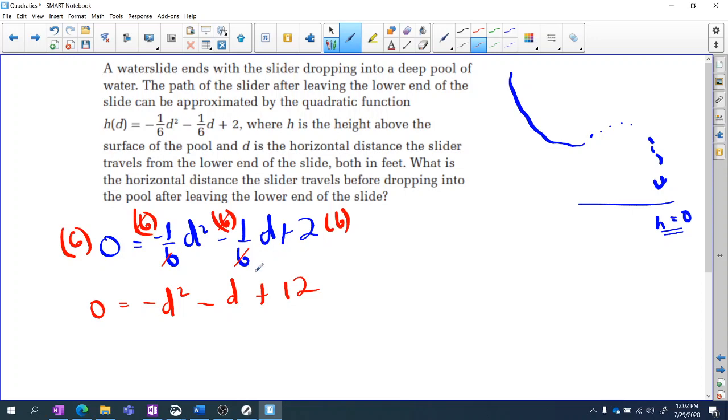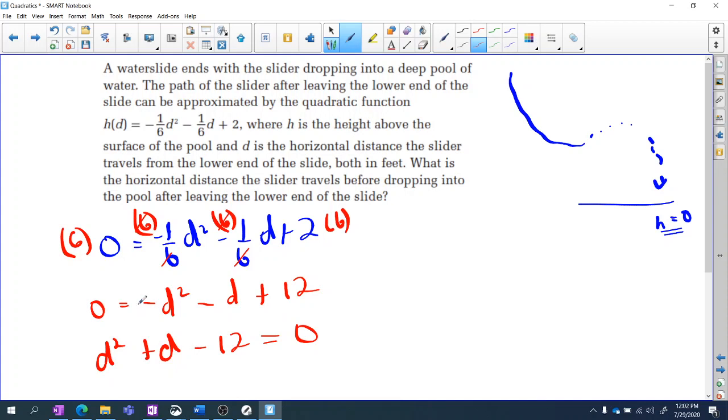Now, here's an important thing that I'm going to encourage you to do. Never try and solve a quadratic equation with a negative in front of your d squared. Now, you may say, well, I can't do anything about it. It's a negative there. Yeah, you can. Just simply do this. Multiply through here now by a -1. Or think of it this way. Take these 3 terms and move them this way instead. And now your quadratic becomes d squared plus d, take away 12, equals 0.